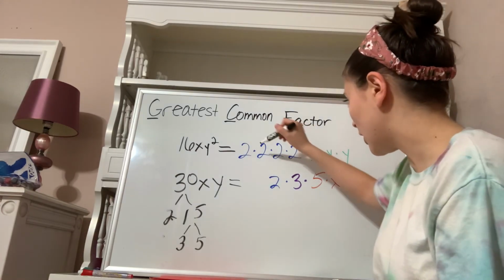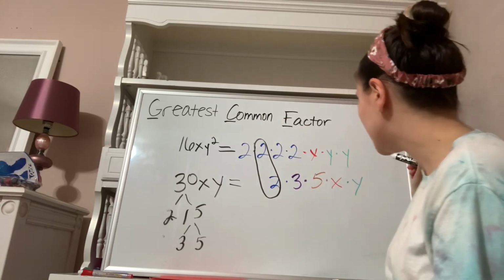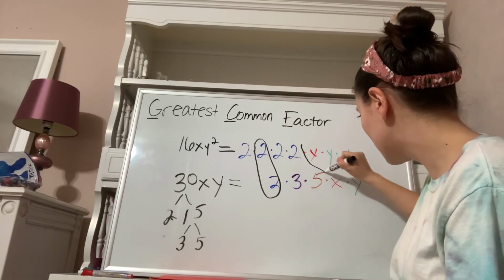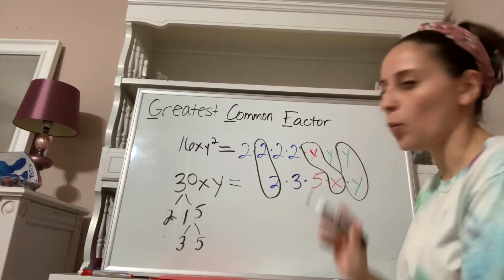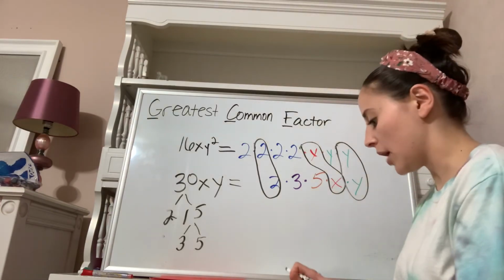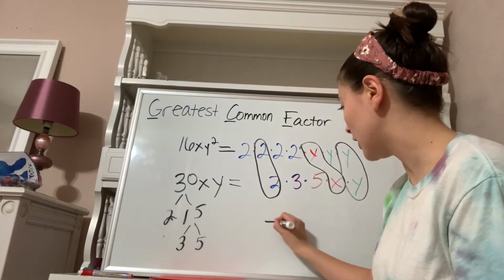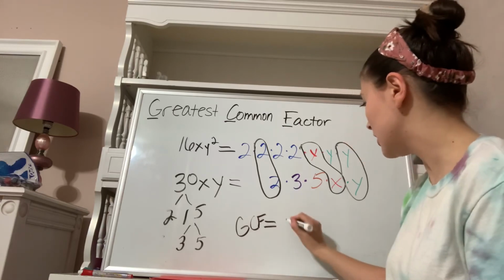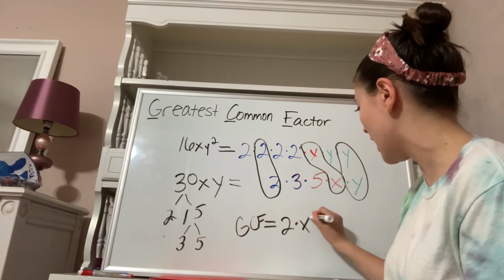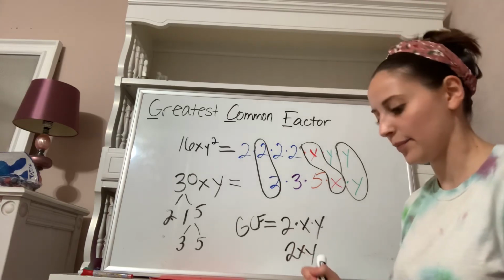So all of our common factors would be 1, 2, 1x, and 1y. So then when we're all done with that, we would say our final answer, our GCF, is 2 times x times y, or 2xy.